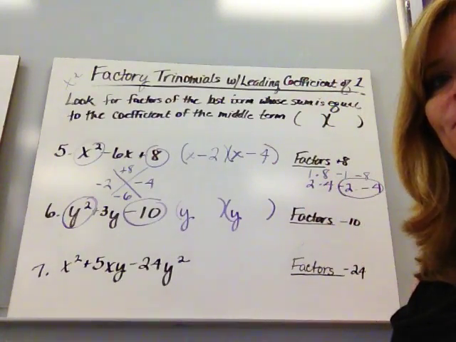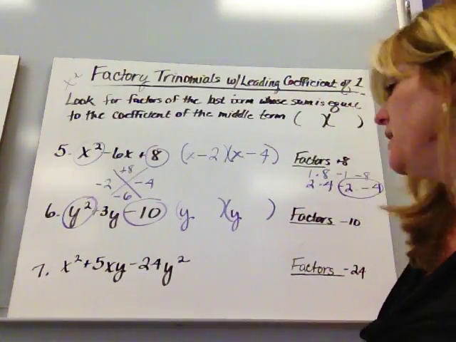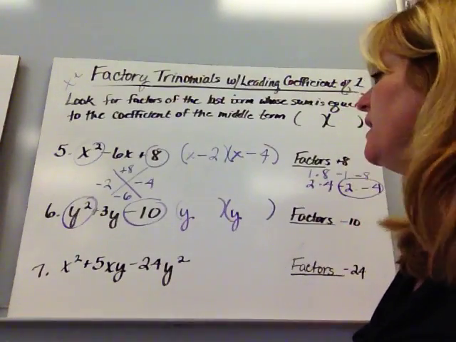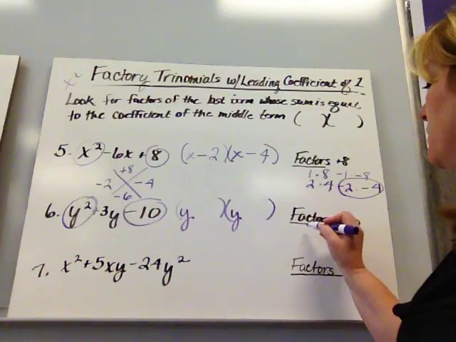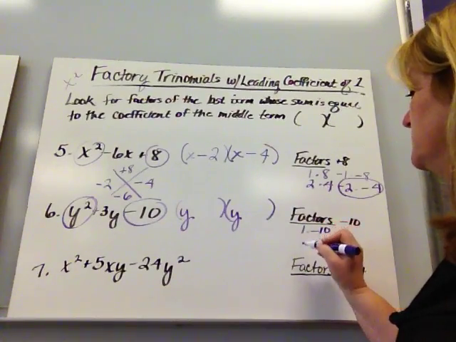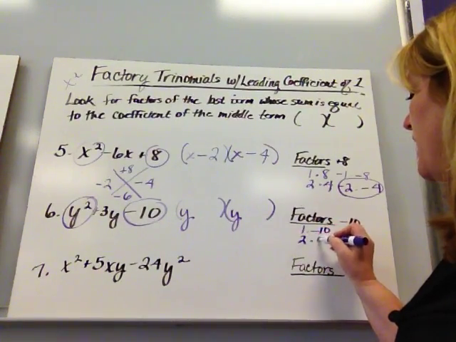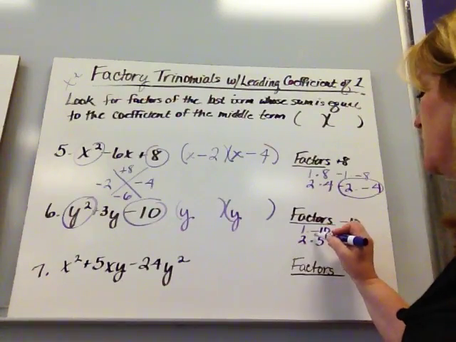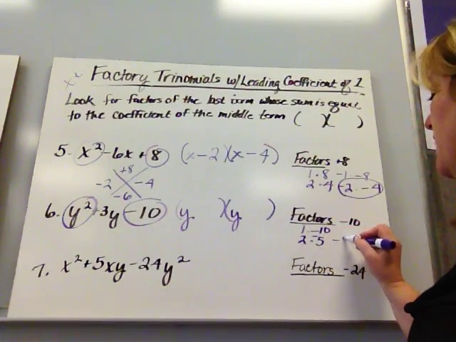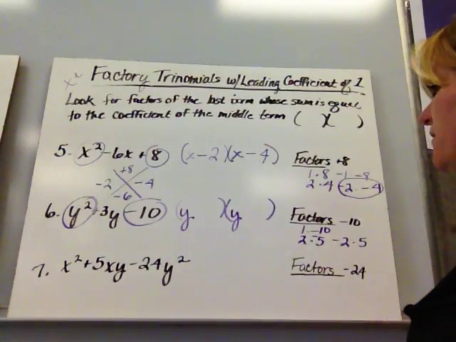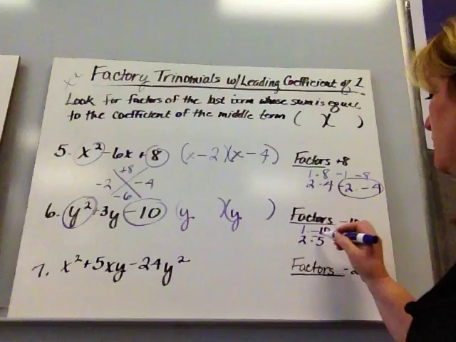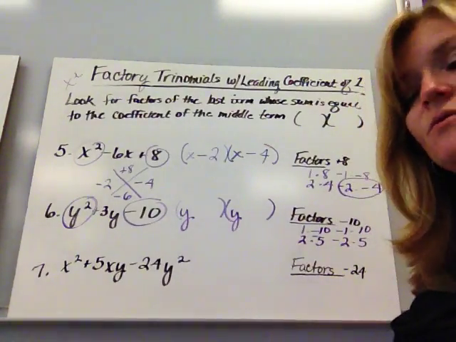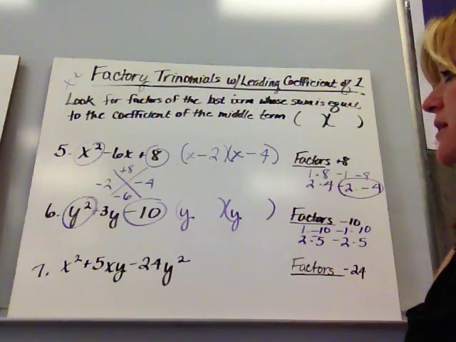All right? Now, how do I get negative 10? So I have to find factors of negative 10 that add up to a positive 3. So I have 1 times negative 10, 2 times 5, and either one could be negative. So I can say 2 times negative 5, or negative 2 times a positive 5. And this could be negative 1 times a positive 10. So I've got all these factors I could use.